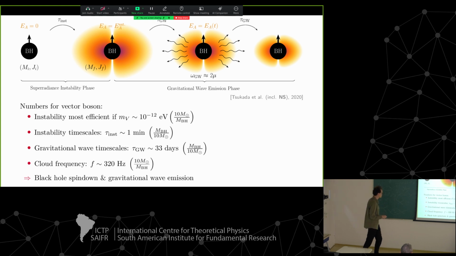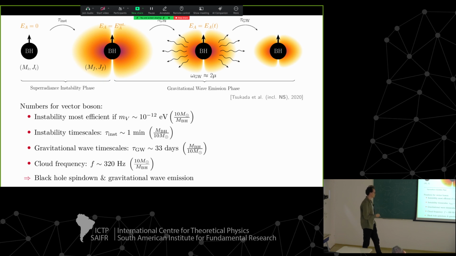And to give you some numbers, during the lectures I wrote down the numbers for the scalar fields. Now these are the numbers for the vector field, and the vector field numbers are typically orders of magnitude larger. So just as a reminder, we're talking about ultralight fields. For a 10 solar mass black hole, we're talking roughly about a particle of 10 to the minus 12 electronvolts. And for the spin 1 particles, the instability time scales are even faster. So here, order minutes for a 10 solar mass black hole, which is pretty fast.